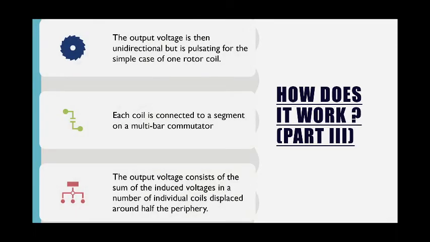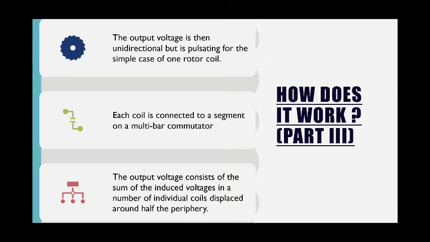So the output voltage is then unidirectional, but pulsating for the simple case of one rotor coil. Okay, unidirectional basically just means that it's going in one direction only. It's not going in multiple directions. Alright, so this is a very important concept.